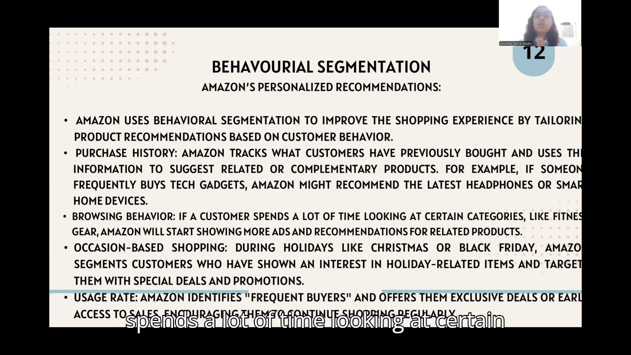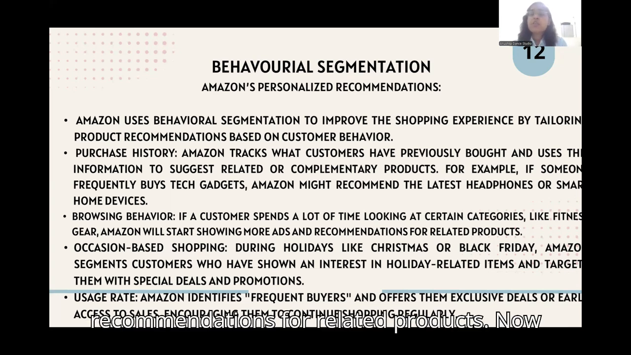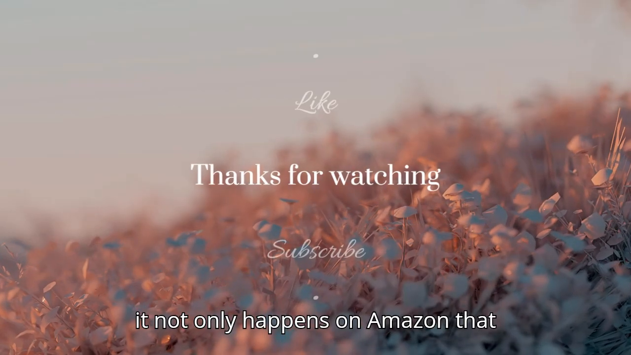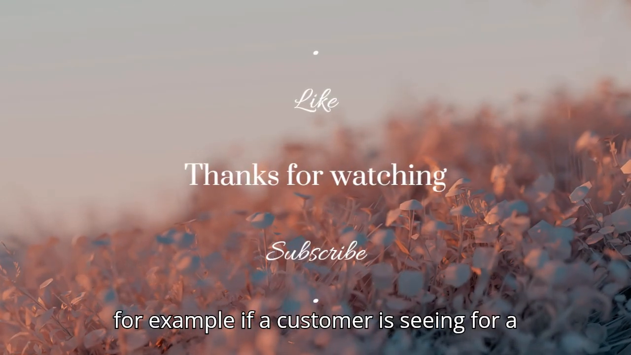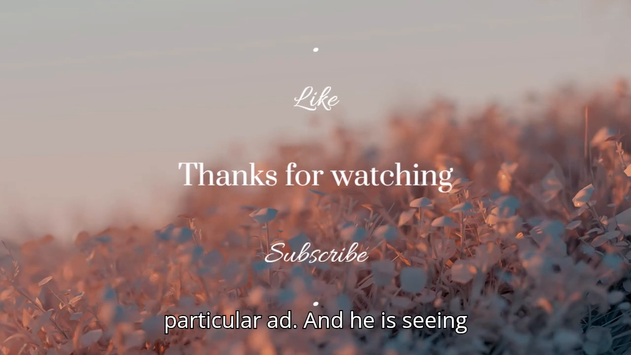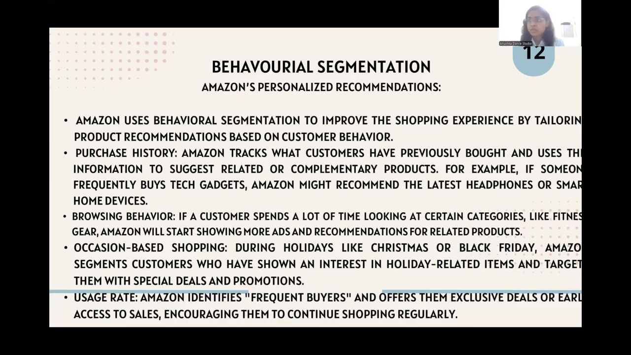If a customer spends a lot of time looking at certain categories like fitness gear, Amazon will start showing more ads and recommendations for related products. Now, it not only... and he is seeing things related to that particular product. So social media, which includes Instagram, Twitter, YouTube, and various other platforms, is also doing the same thing. This is what Amazon is also doing.